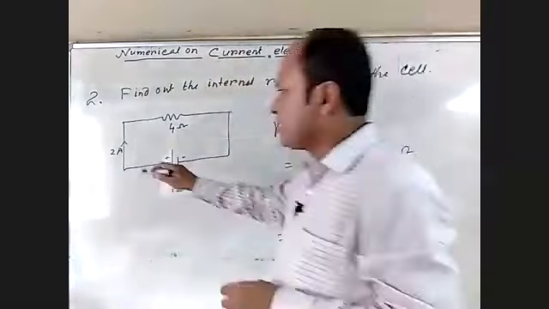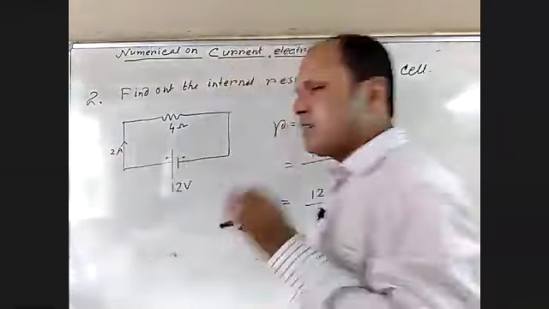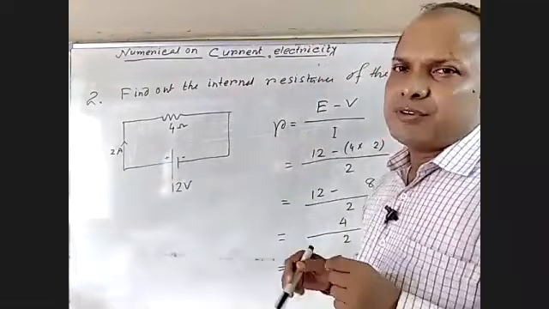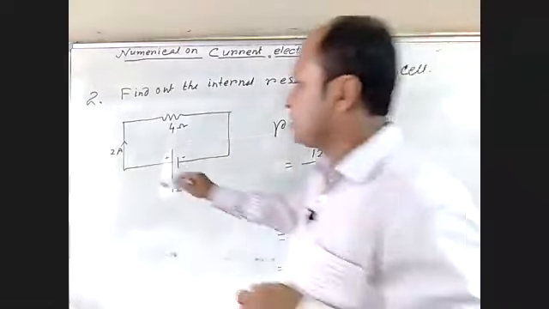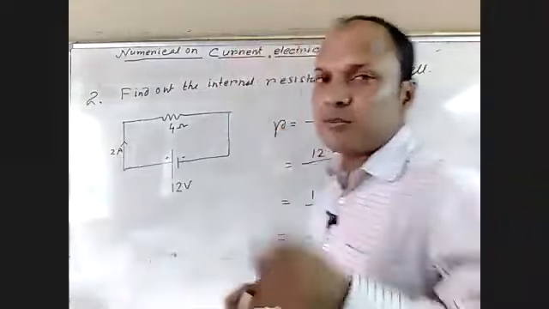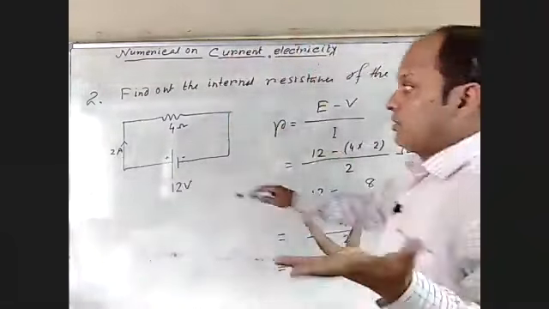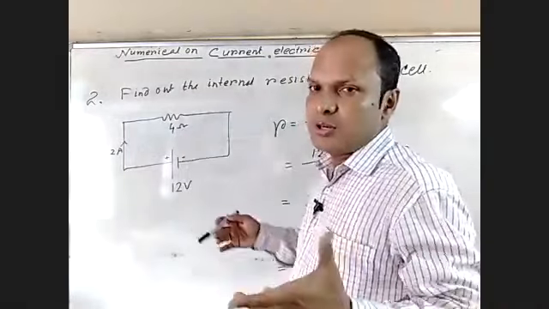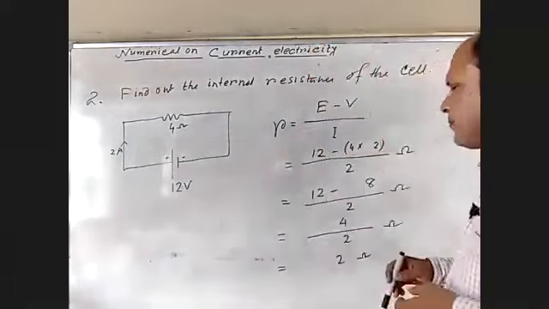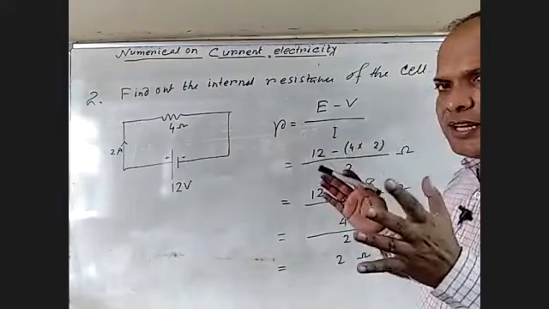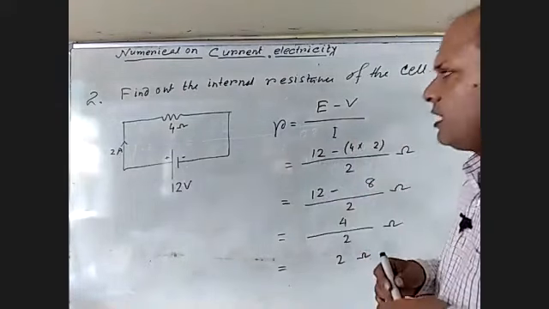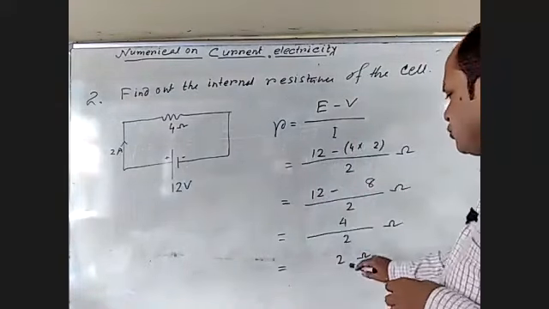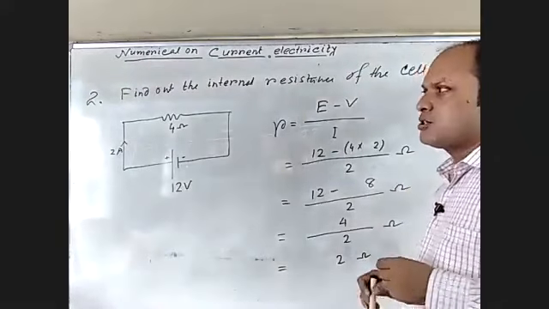Why am I changing this one? Actually, internal resistance is a very small quantity of resistance. By mistake, I had given the current as 1. With a 12 volt battery and a 4 ohm resistance, the current should be higher, not like 0.2 ampere. So the internal resistance of the cell is 2 ohm. Internal resistance of the cell is 2 ohm.